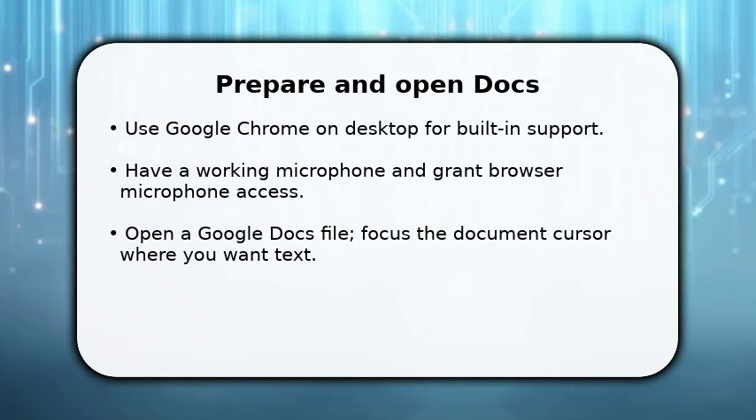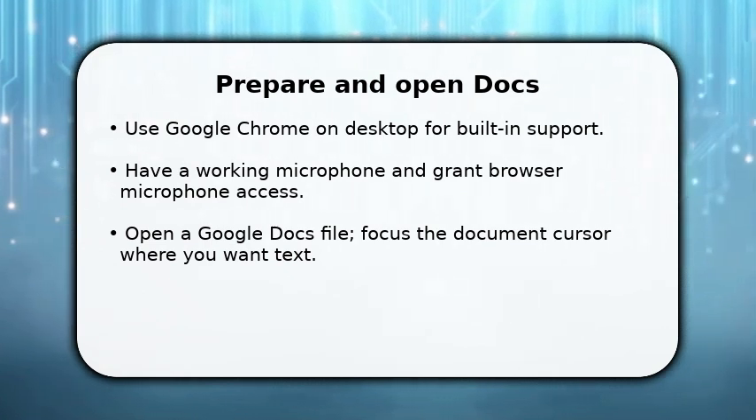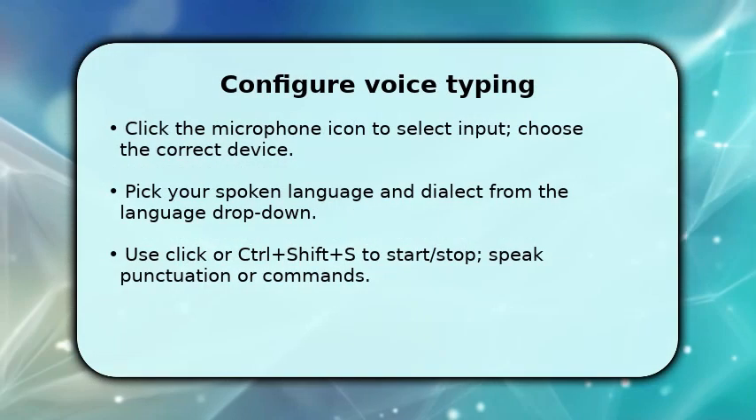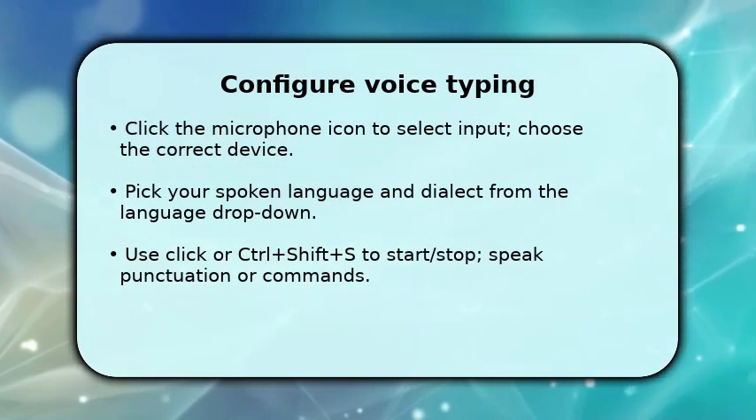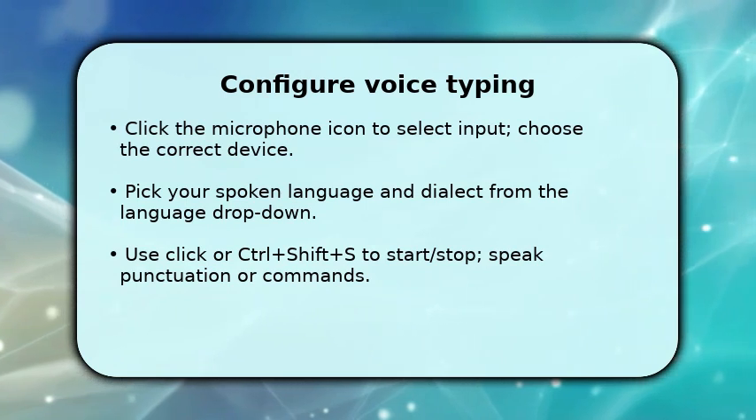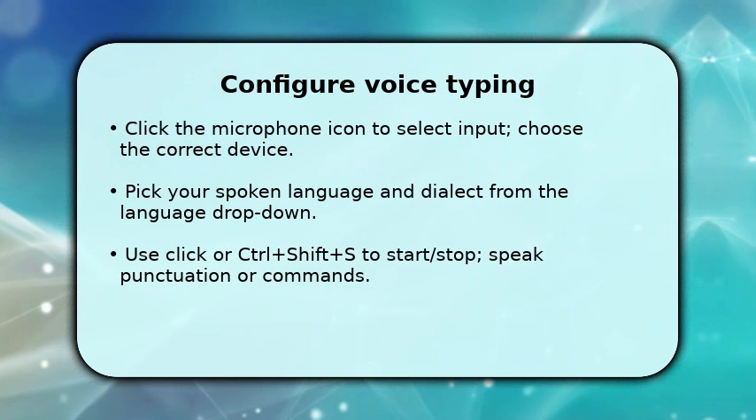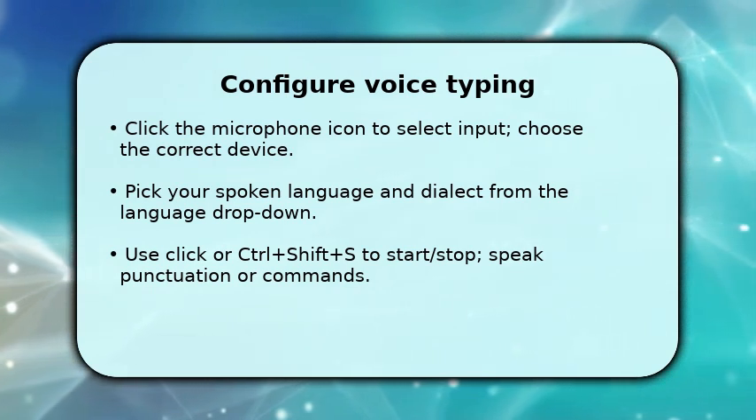Now you configure the input and language so accuracy improves. Click the microphone icon and select the correct microphone if multiple inputs are available. This prevents silent recordings. Then pick your spoken language and any regional dialect. Google uses this to interpret words and punctuation.